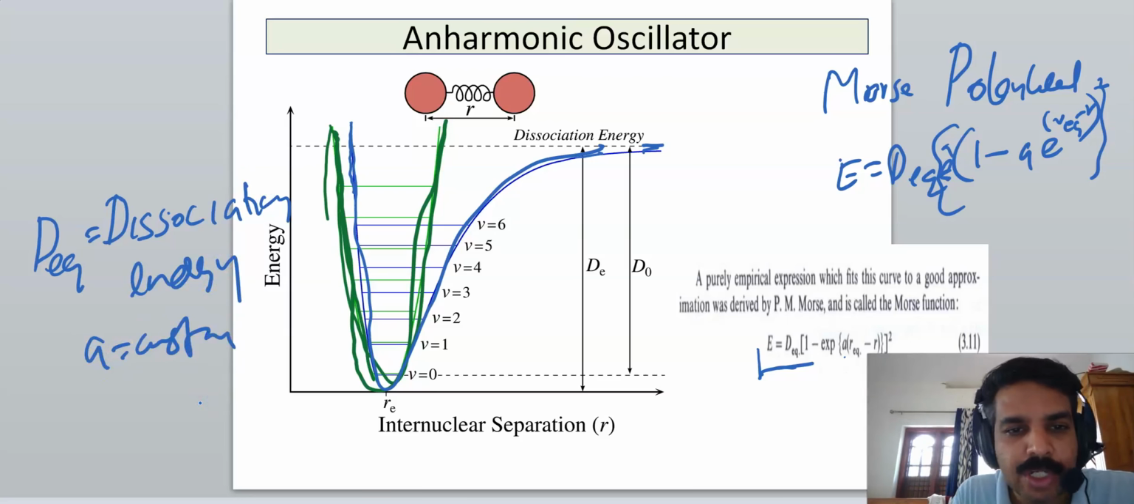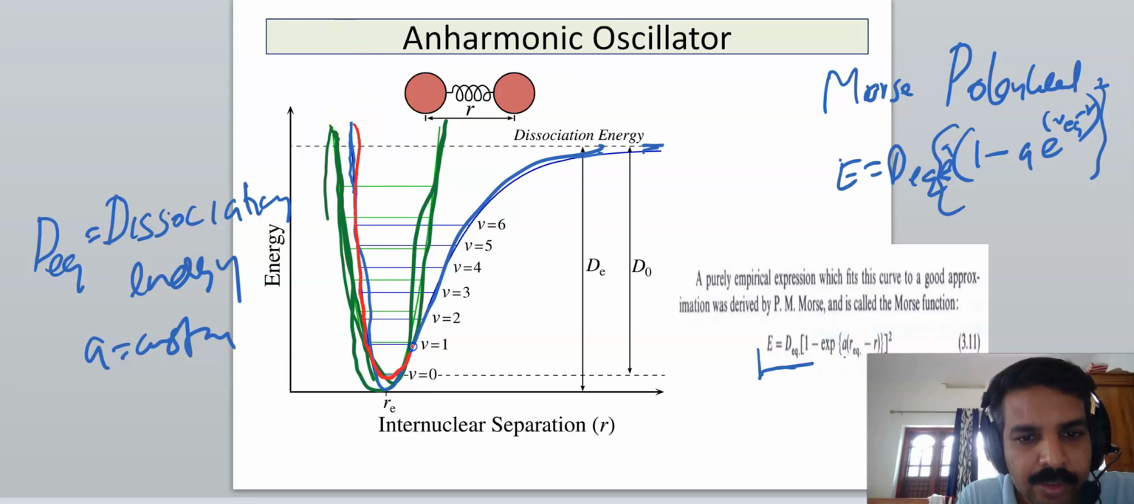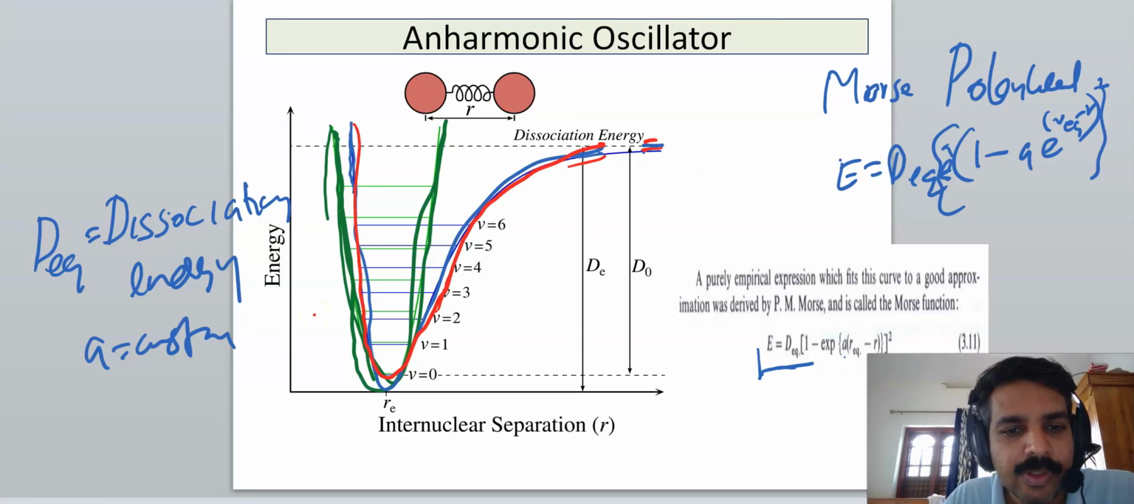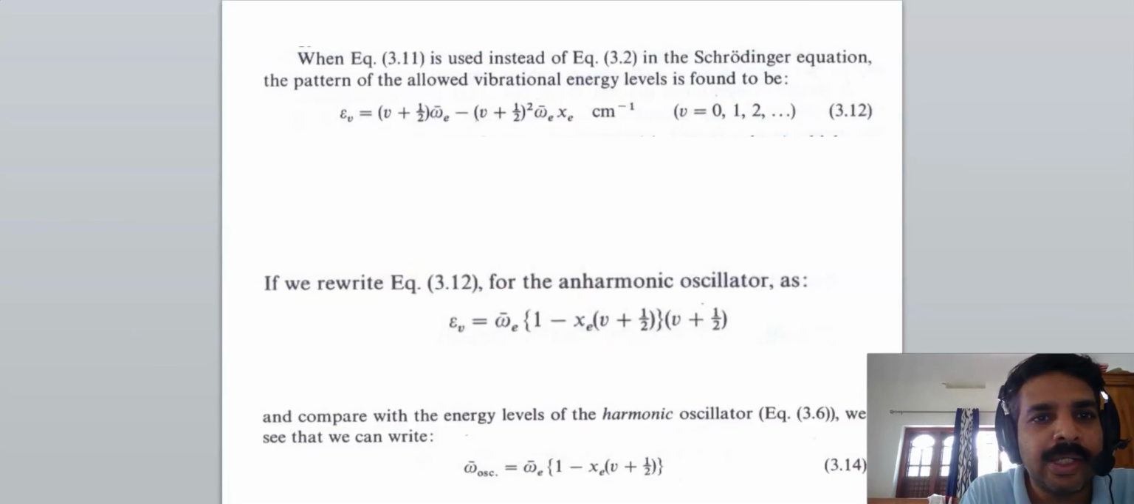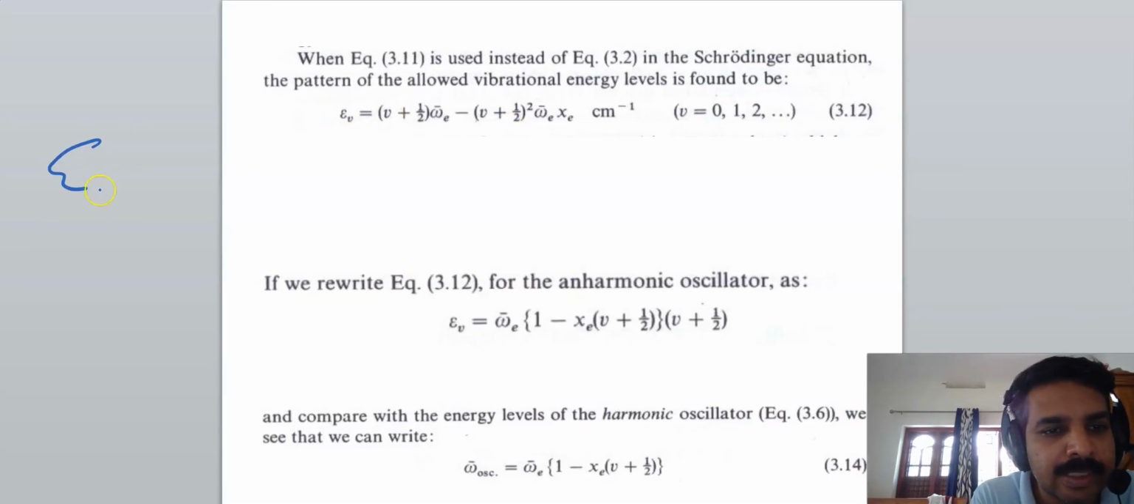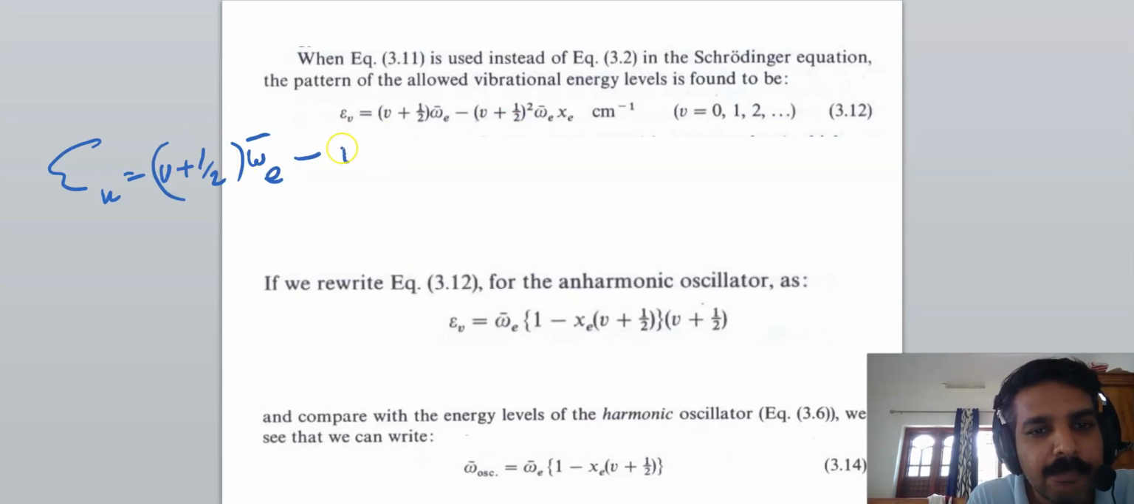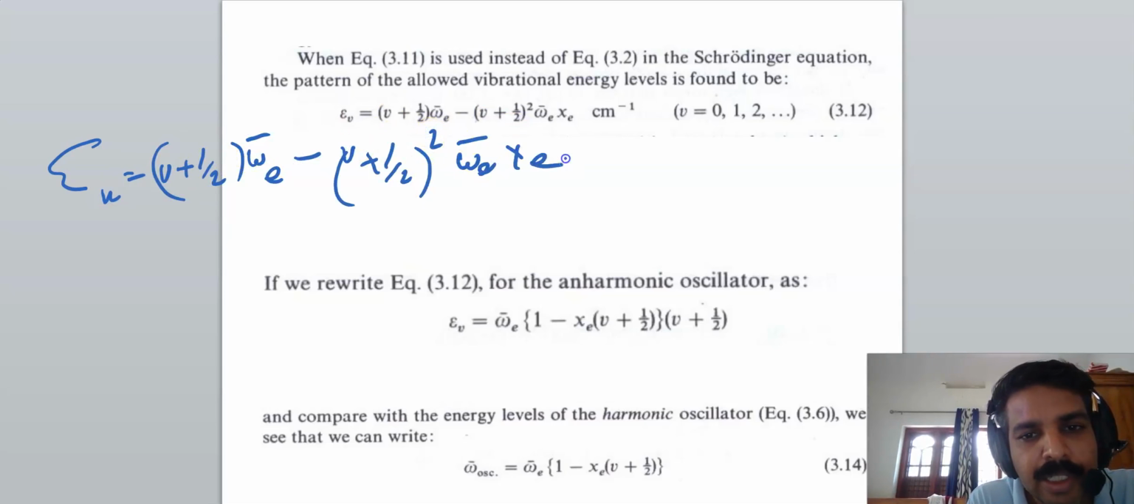And that is the Morse potential, shown in this blue line. This, which I am writing in red color, is the actual potential in the case of an anharmonic oscillator. By solving the Schrodinger wave equation, the energy equation will be E(V) equal to (V plus half) omega bar e minus (V plus half) squared omega bar e into x e.